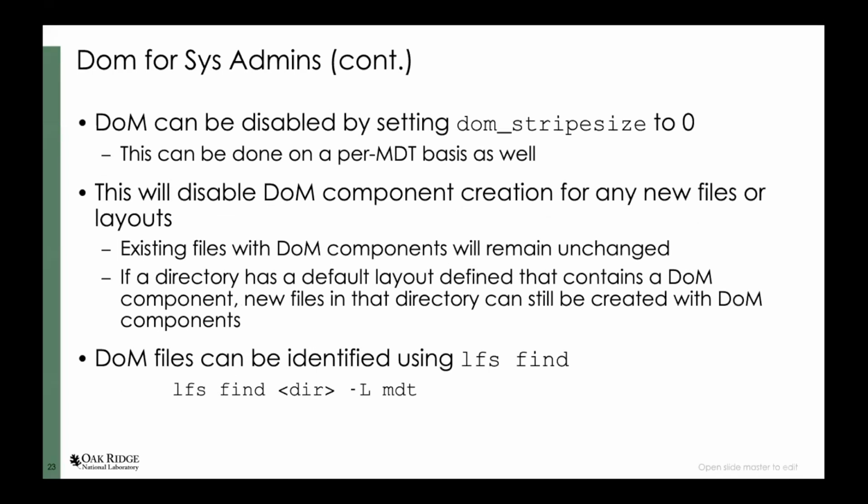If you really don't want users putting data on the MDT, of course, you can just disable it completely by setting the DOM stripe size to 0, and then users will not be allowed to create DOM components on there any longer. If you had it enabled and then you disabled it, a couple things you should keep in mind are that if there are existing files with DOM components, those will remain unchanged. So accessing those existing files, they'll still be able to have that data on the MDT. Also, if a directory has a default layout defined on it that contains a DOM component, new files in that directory can still be created with DOM components.